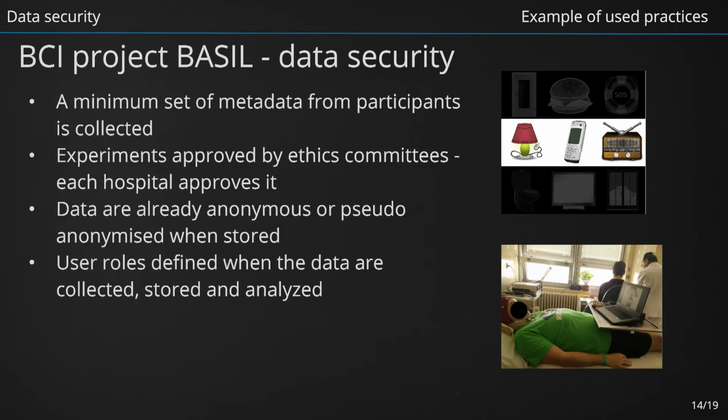Of course, this solution is possible because the number of such paper records is quite small. The personal metadata are accessible to only one member of the project team. Besides these precautions, the experiment design together with the experiment plan has to be approved by the ethics committees of all hospitals where the experiments are performed. With the example, the BCI project Basil, we are at the end of this part of our tutorial.